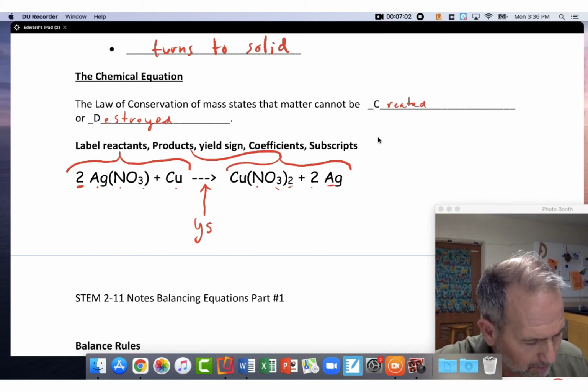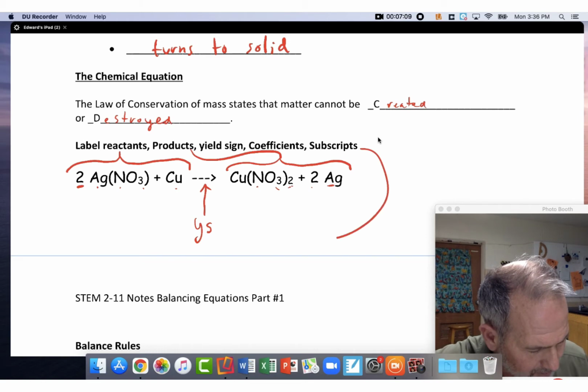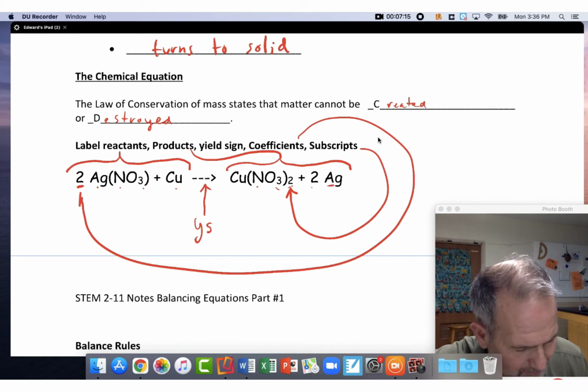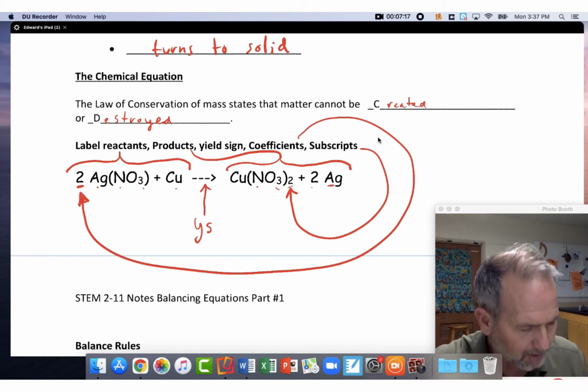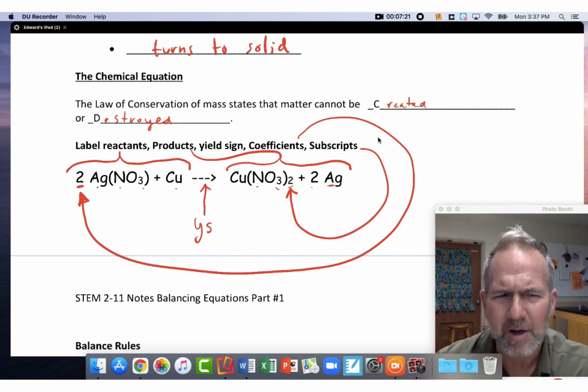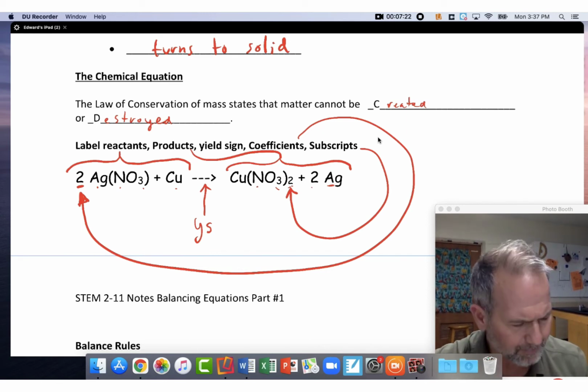Okay, and then we also have 2 other words. One is called subscripts and one is coefficients. The subscripts are these little numbers, and the coefficients are the big numbers that go in front, okay? So keep that in mind. I use those words all the time. That's what I'm talking about, okay?